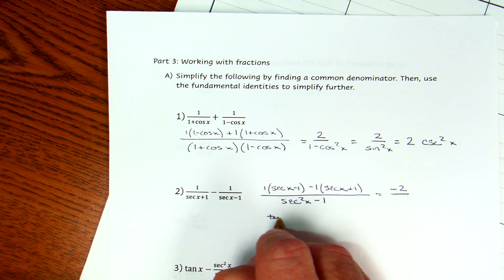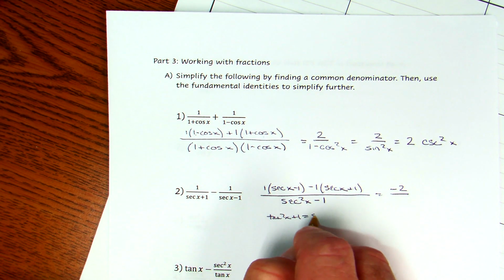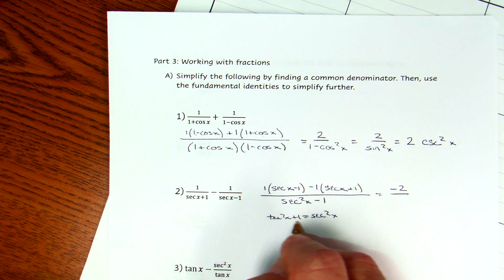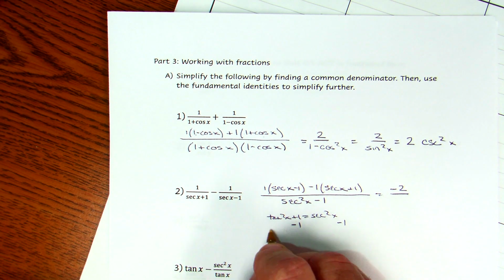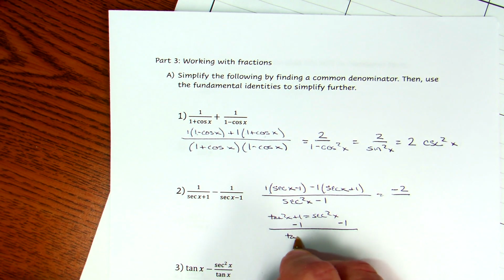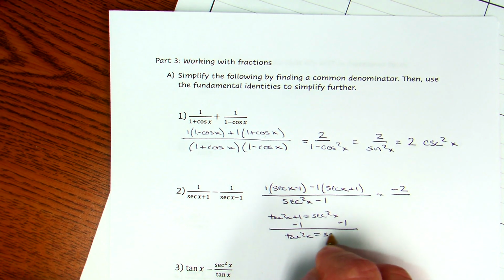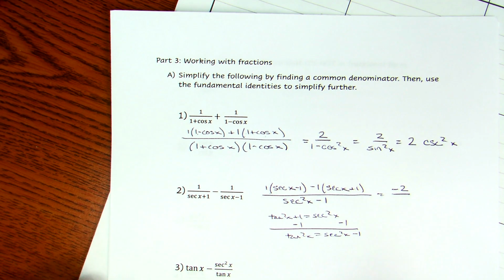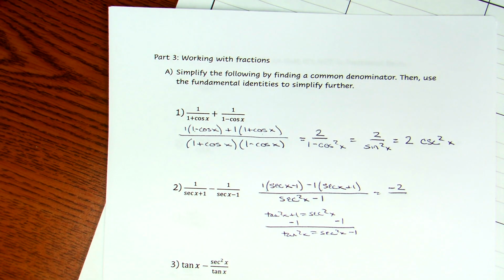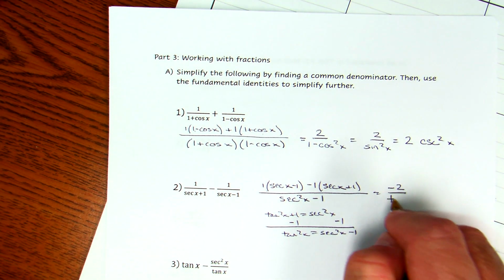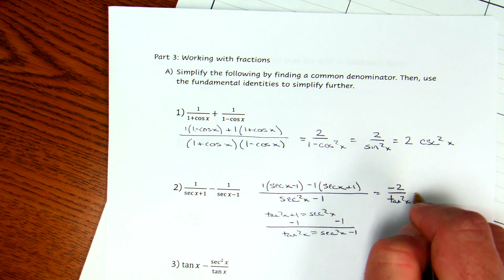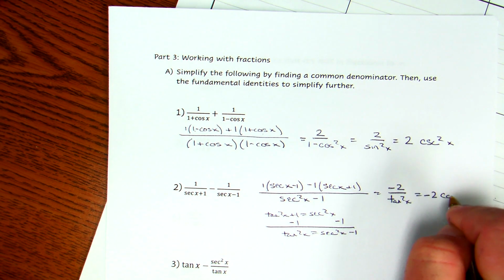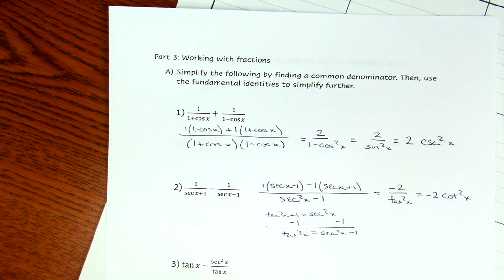Tangent squared x plus 1 is equivalent to secant squared x. If I move that 1 over through subtraction, I'm going to have tangent squared x equals secant squared x minus 1. As a result, I can write this as tangent squared x since that is equivalent. And then since it's in the denominator, negative 2 cotangent squared x.